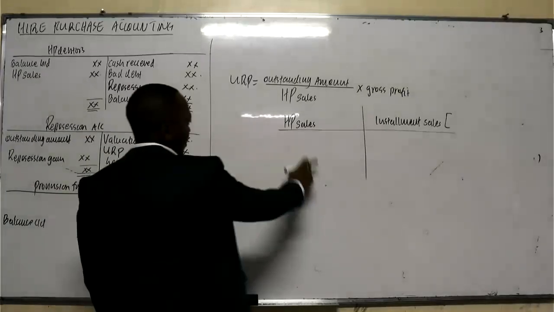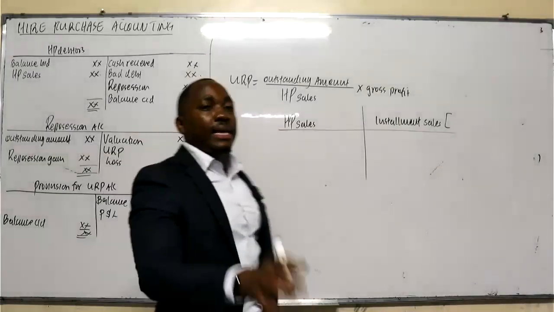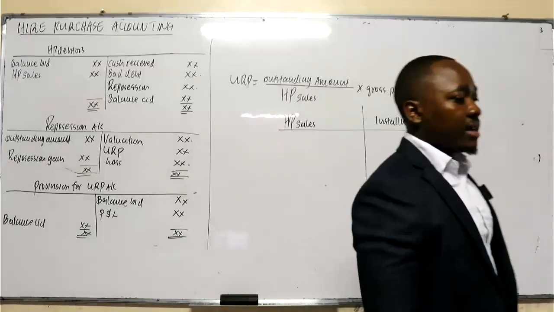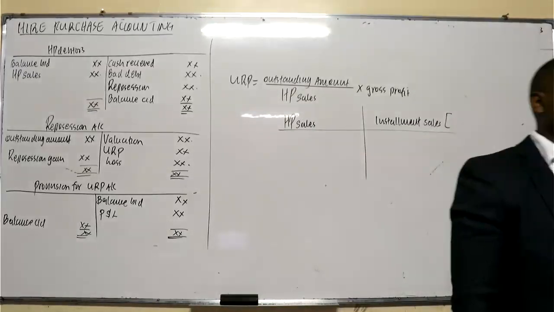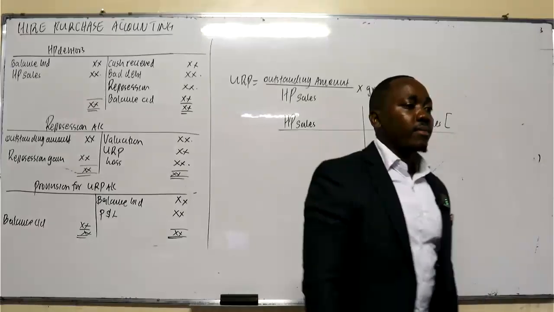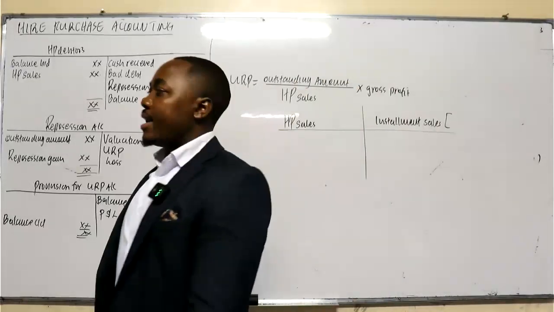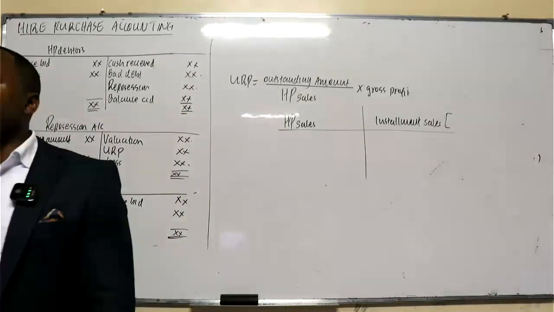Another difference: hire purchase attracts interest. On the other side, installment sales do not attract interest.